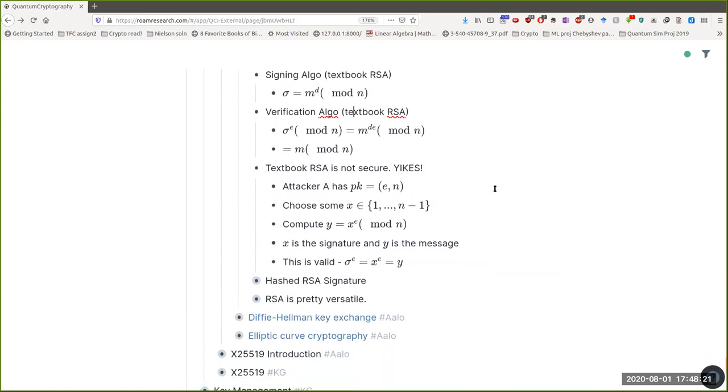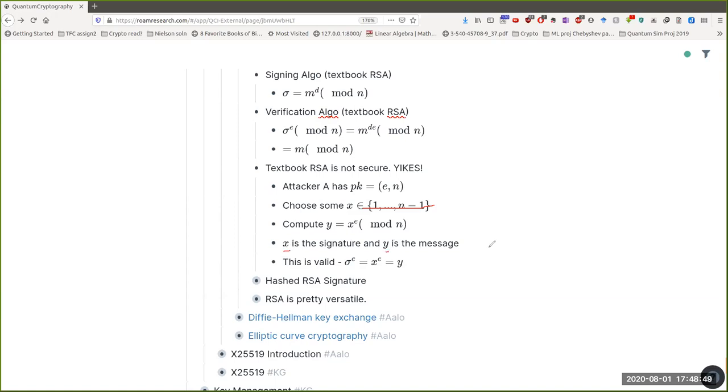So a simple hack to this one is, the attacker has public key E and N, right? So the attacker will choose some X belonging to 1 to N minus 1. If you don't know group theory, that's okay, just choose some X. Now I'll do Y equals X to the power E. And now I'll do this clever hack. I'll say, okay, X is my signature, Y is my message.